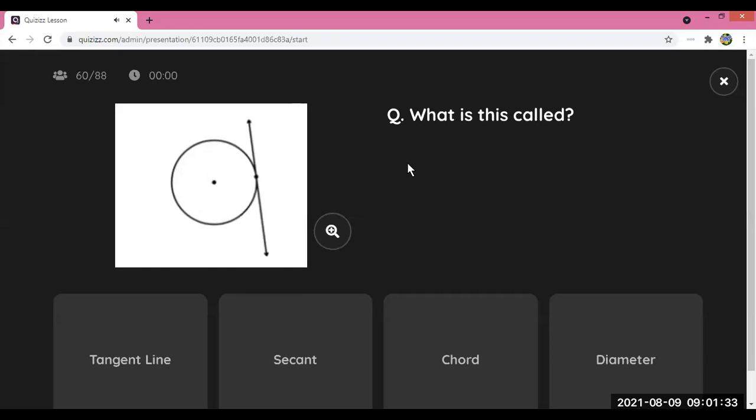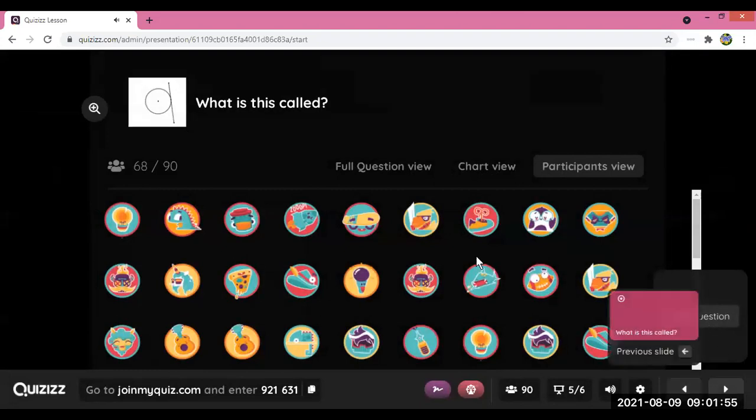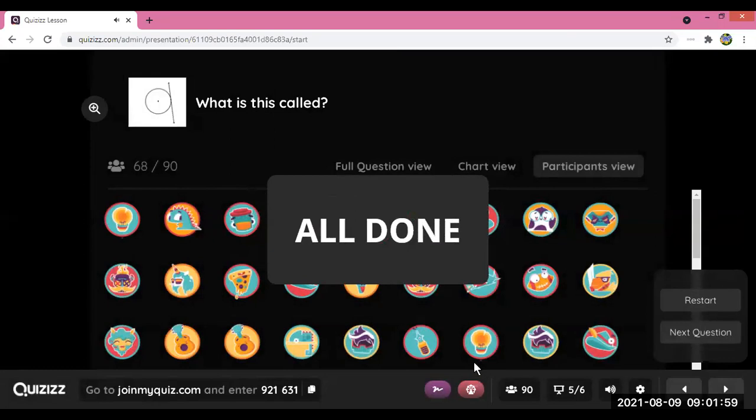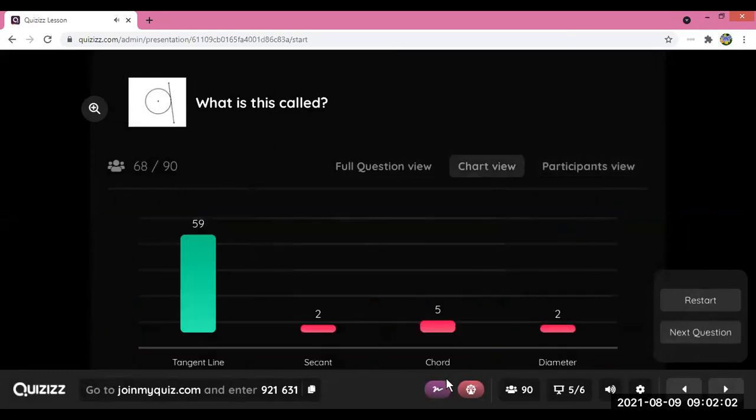Ten seconds, students. Think and answer. Okay, let's check. It is called a tangent. A tangent touches the circle at one and only one point. Fantastic. 59 of you have got it right. Maximum students have got this one right.